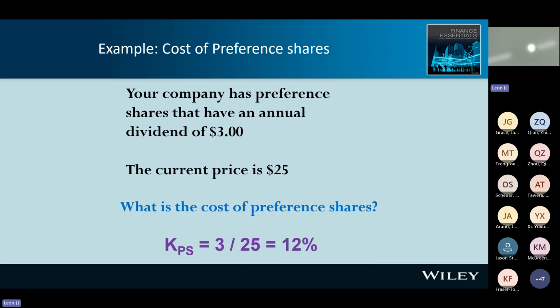So example, cost of preference share. Your company has preference share that have annual dividend $3, current price $25. What is the cost of preference share? We use the equation here, 3 over 25. The answer is 12%. Okay.